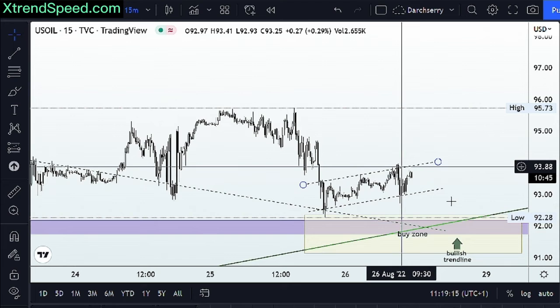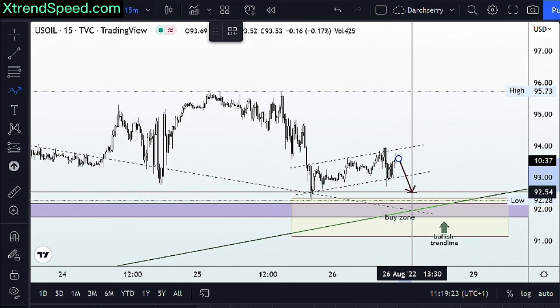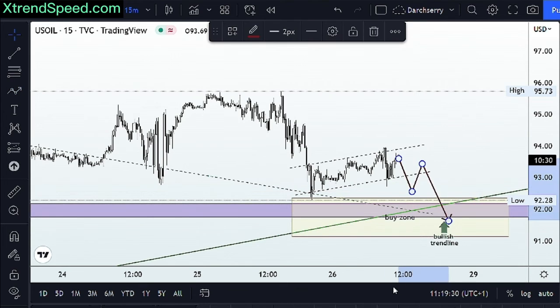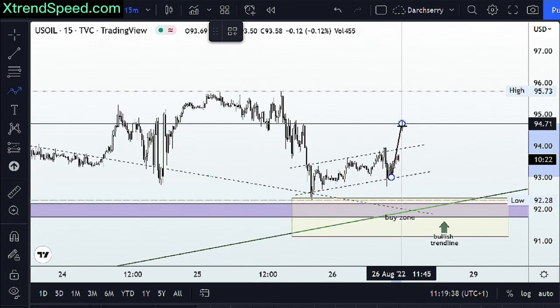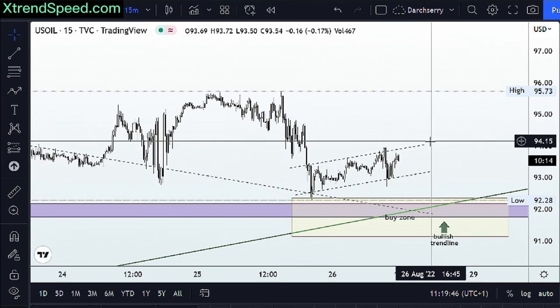So we could have a possible breakdown of the structure, that is, price breaks down this channel, a retest of that channel, moving back to the downside. That's one scenario we want to be looking at this morning. And the other scenario is if we have a break above the structure, giving us a signal of bullish momentum after a retest of structure happens. So these are the things we want to be looking forward to.